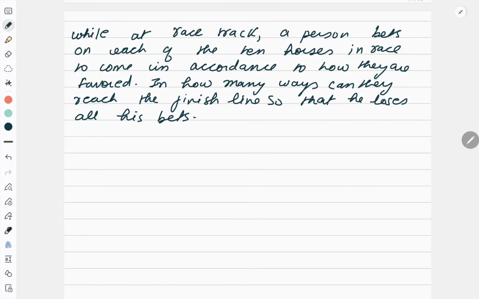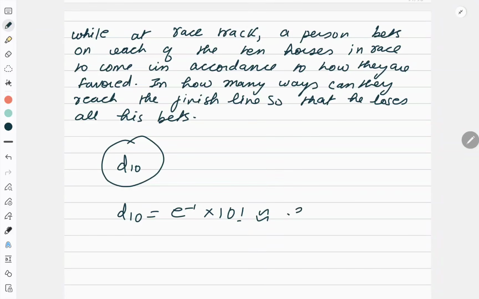Now you want to lose, meaning you have to do a derangement of the positions. So how many positions are there? 10 positions. So basically your answer is D10. So how much is D10? D10 is equal to e to the power minus 1 into 10 factorial, which is almost equal to 0.3679 into 10 factorial, which is equal to 1335035. So this is my answer.